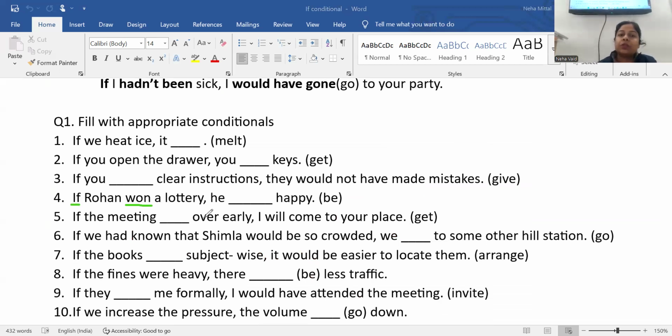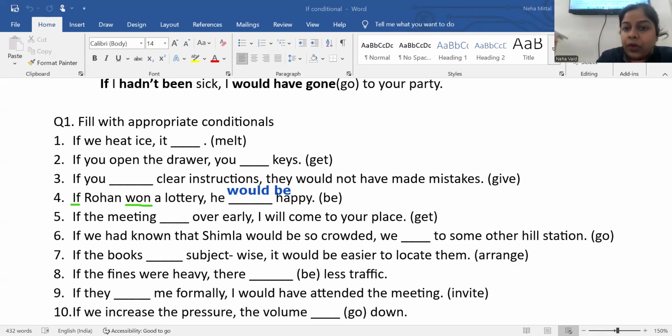If plus simple past, the formula is would plus V1. So here the V1 is be, so would be. You need to understand what is given. Again I'm repeating, what are the basic things that you need to focus on? Only three things are important. What is given, first concept. You need to identify what is given.